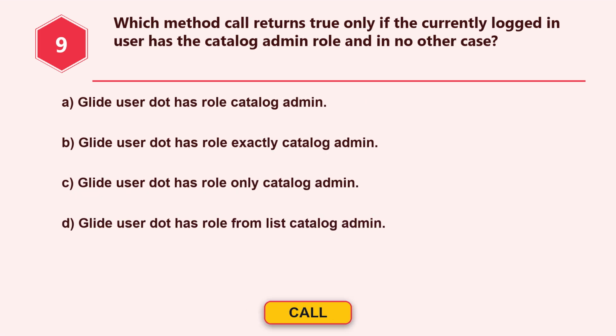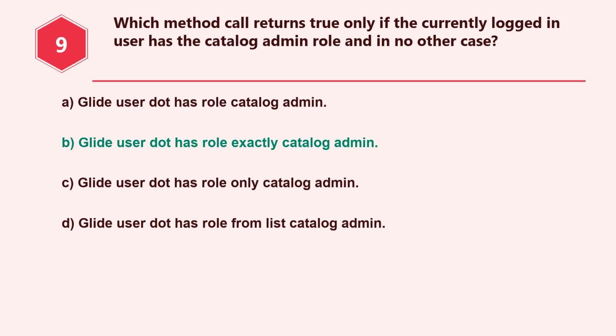Question 9. Which method call returns true only if the currently logged-in user has the catalog admin role and in no other case? Option A, glide user.has role catalog admin. Option B, glide user.has role exactly catalog admin. Option C, glide user.has role only catalog admin. Option D, glide user.has role from list catalog admin.